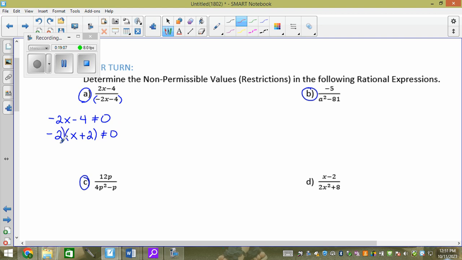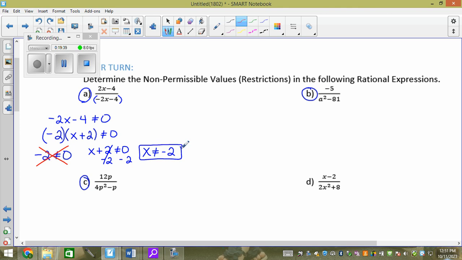Now that negative 2 is in its own bracket, and we take each bracket, set it not equal to 0. So negative 2 can't equal 0. Does that give me any NPVs? No, it's just a true statement. So I crossed it off. It doesn't give me any NPVs because there's no variable involved. It needs to be a variable. And then I have x plus 2 can't equal 0. Subtract 2, and x can't equal negative 2.